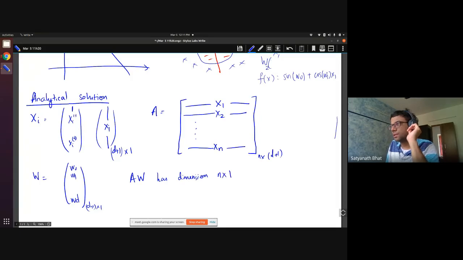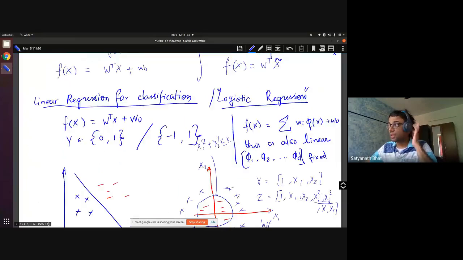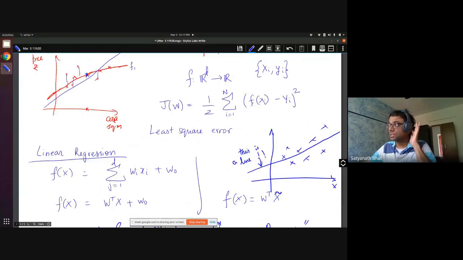So n plus 1. So basically what I will have is something which is like this. This will be x1 transpose w, x2 transpose w, x3 transpose w, all the way till xn transpose w. Now what we wanted, if you see, was here, right?